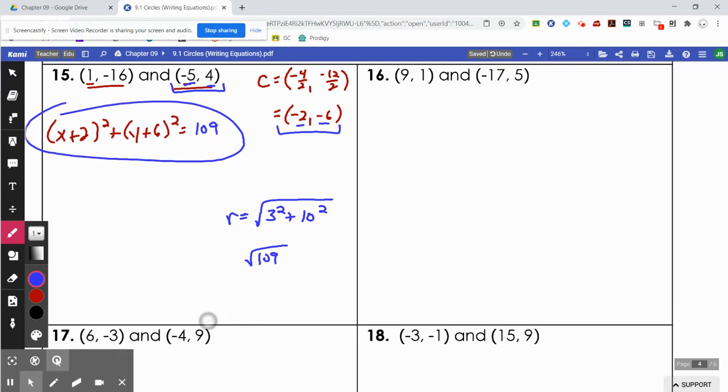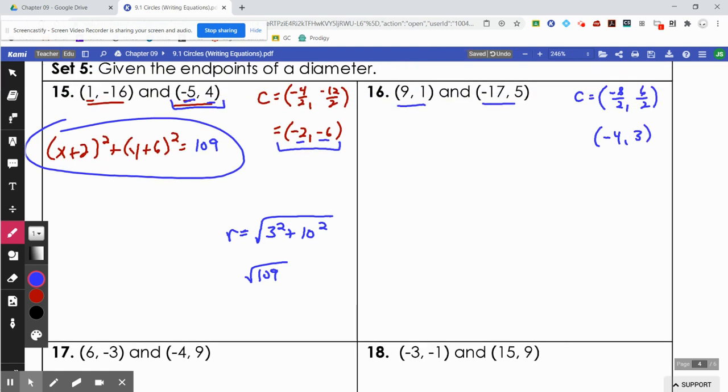Let's do it a few more times. Number 16, first off, you need the center of your circle. If these are endpoints of the diameter, the center is going to be the midpoint of those 2 points. Add your x's, divide by 2, add your y's, and divide by 2. That means the center is located at (-4, 3). So therefore, your equation thus far is going to be (x + 4)² + (y - 3)² is equal to. Now we need a radius.